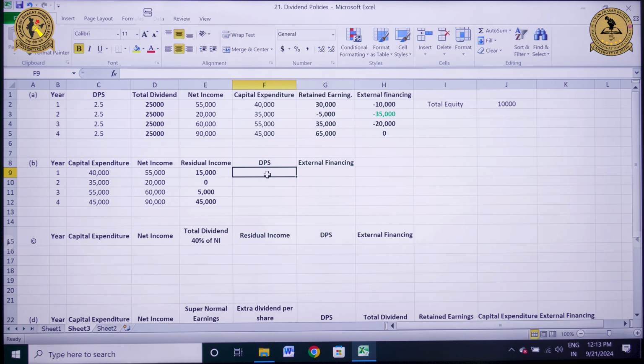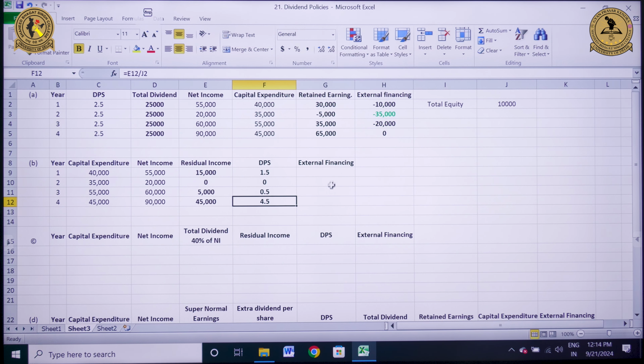Now we all know that as per residual policy, only the residual income must be distributed in the form of dividend. So in order to calculate this dividend per share, I need to write equals to residual income divided by total number of equity shares outstanding, that is represented by J2, and press enter. Dividend per share comes out to be 0 in year 2, and in year 3 it will be residual income divided by total equity shares outstanding, which comes out to be 0.5. In year 4 it comes out to be 4.5.